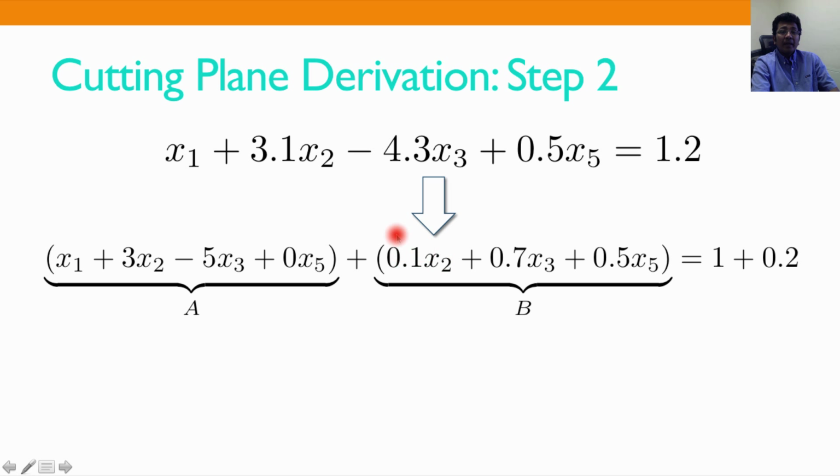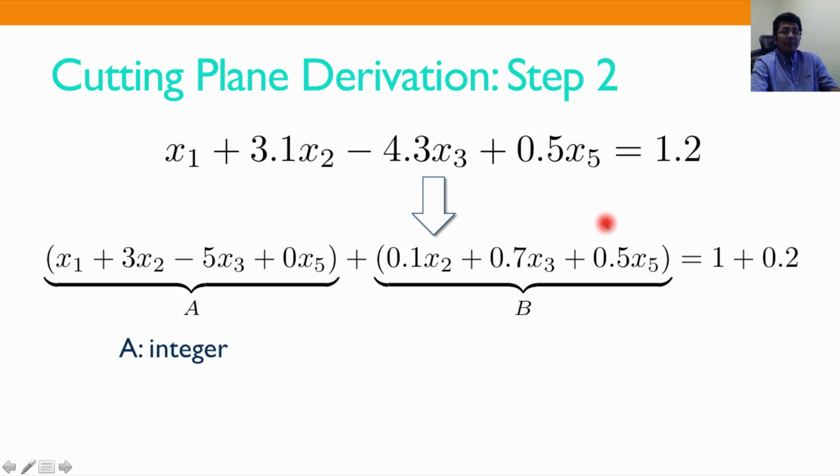And then the remainder, 0.1x2, 0.3x3, 0.7x3, because I put in a minus 5, so I have to put plus 0.7, and plus 0.5x5 must be B. And I say whatever values A and B take, A plus B must be 1.2. So it's 1 plus 0.2. Okay, so this is the key step in deriving the cutting plane.